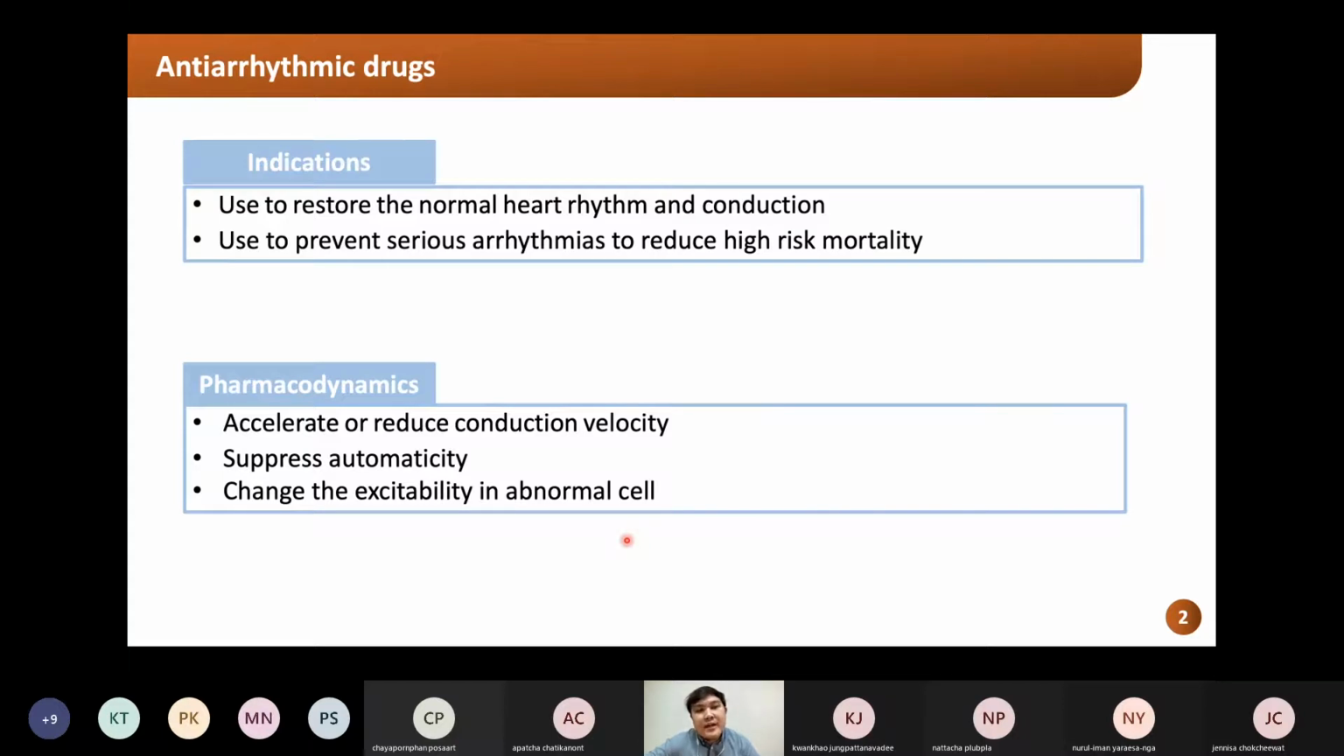And the pharmacodynamics of anti-arrhythmic drugs is to accelerate or reduce conduction velocity. The second one is that they can suppress automaticity, which is spontaneous excitation, where some cells generate action potential. And the last one is to change the excitability in abnormal cells.